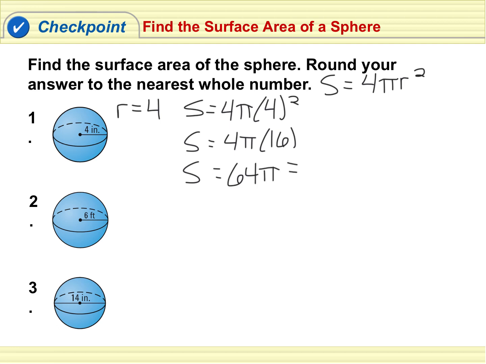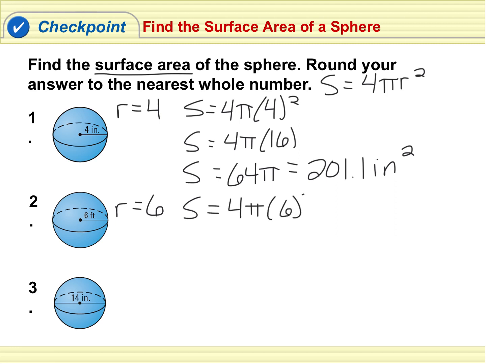Anybody get an answer for it? What is it? And what's our label? Inches squared because surface area. Okay, number 2, what's our radius? 6. Use the formula, plug it in. You guys already did it. What'd you get for your answer? What'd we get? 452.3 feet squared. Good. Any questions over surface area of a sphere?